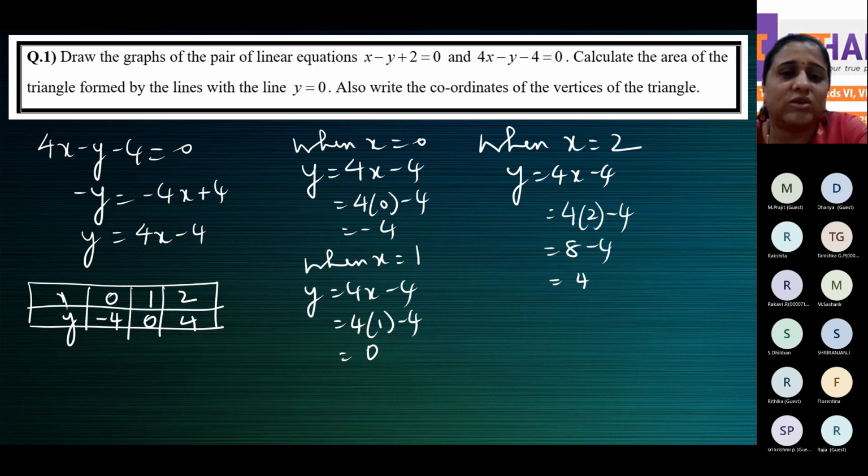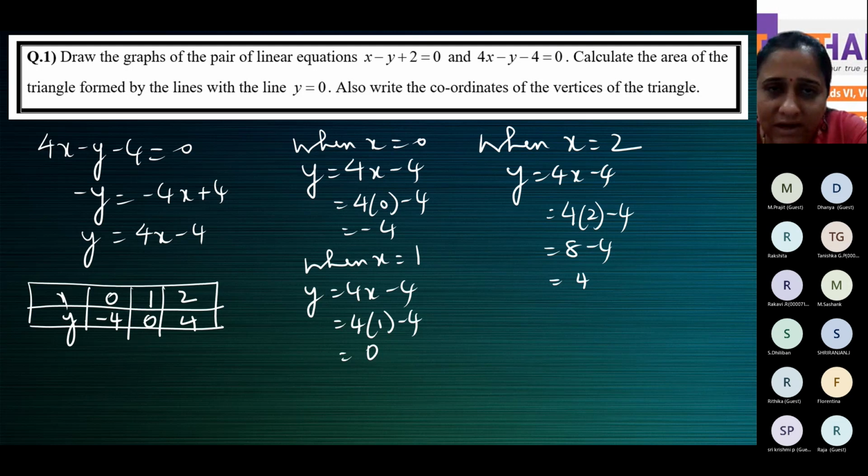Now for y is equal to 0, you shouldn't do anything. You don't have to do anything because that's nothing but the x-axis. Then you'll have to answer the other questions. You'll have to shade the triangle, find the area of the triangle, and then write the coordinates of the vertices of the triangle.